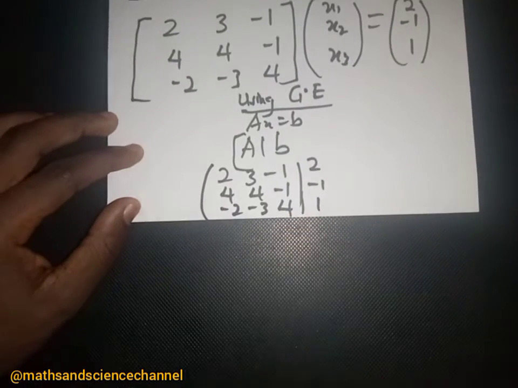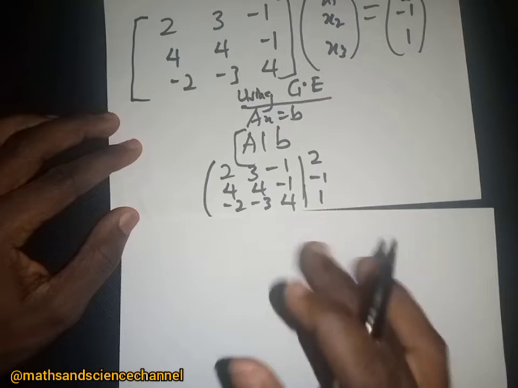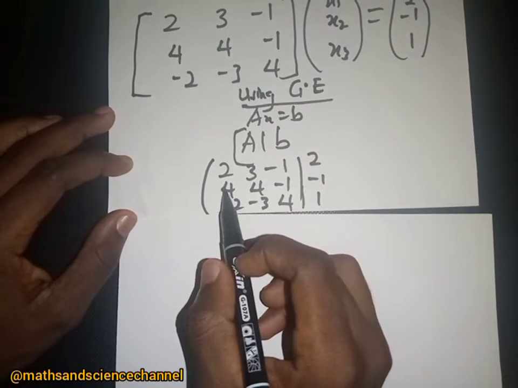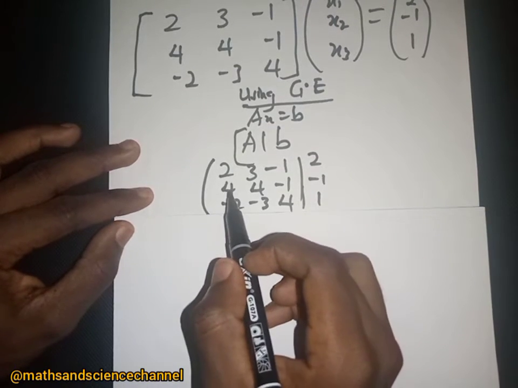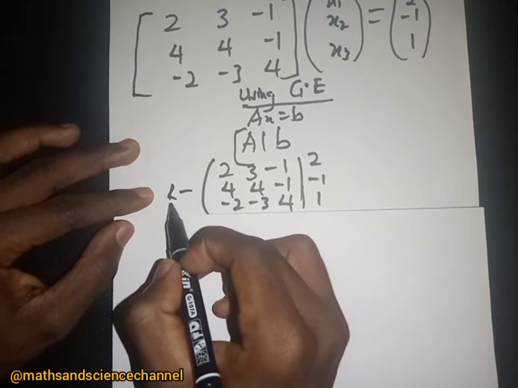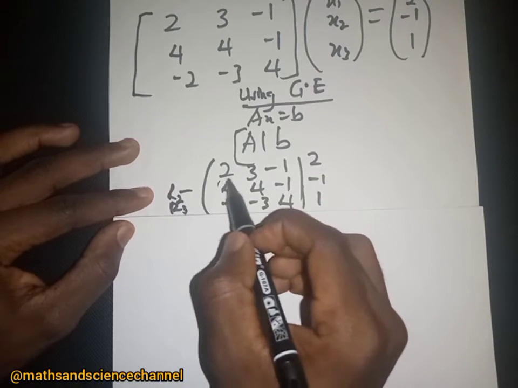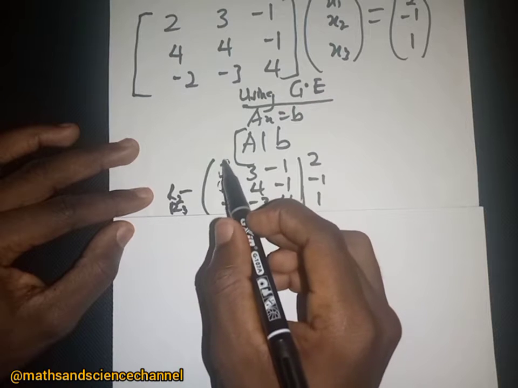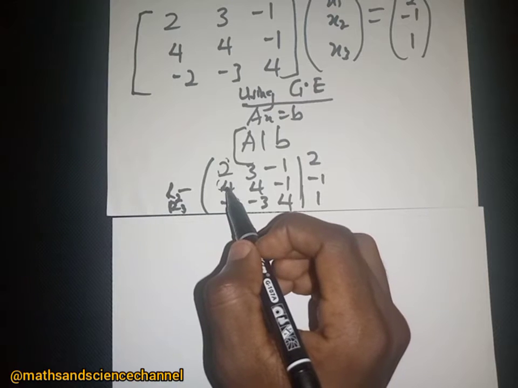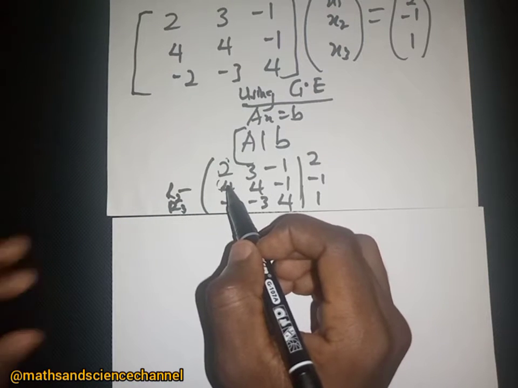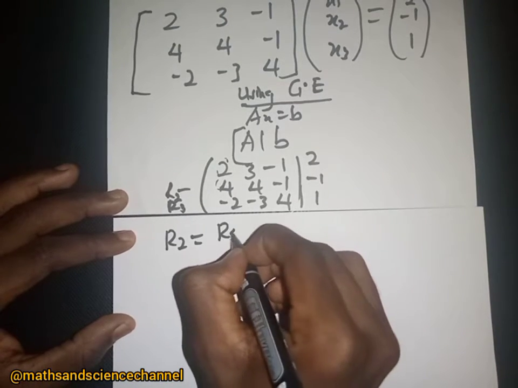Now what we are going to do is to get rid of the coefficients of x1 in row 2 and also row 3 using row 1, right? So in order to do that, you realize that if you look at row 2 here, in order to get rid of this here, we have to reduce this row here by 2, right? So what we are going to do is that we have row 2. In order for us to get row 2, we will divide row 2 by 2.